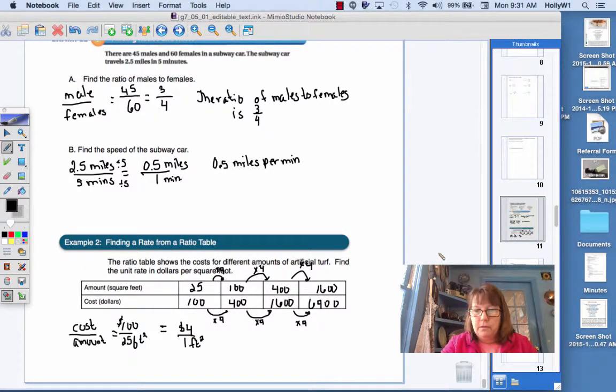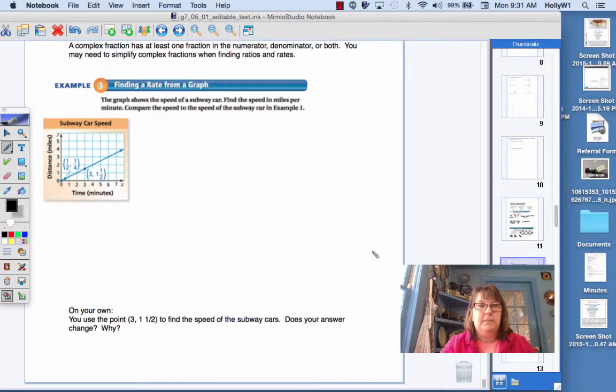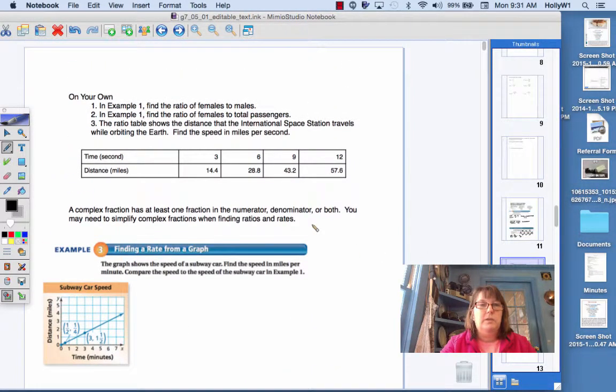Okay, so let's go on to our next example. Actually, on your own, you're going to use the information from the previous example to find the ratio of females to males. You're also going to find a ratio of females to the total passengers, and in the ratio table below, you want to find the speed in miles per second. So pause me and then come back.